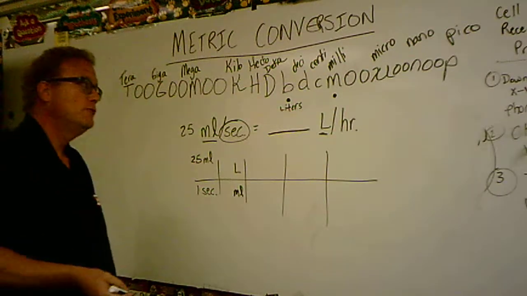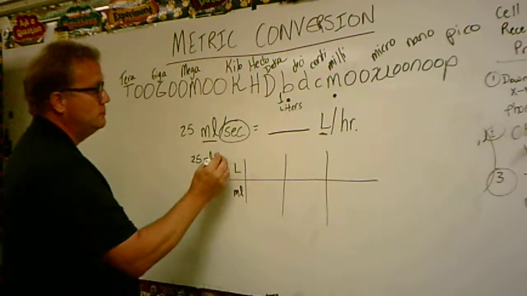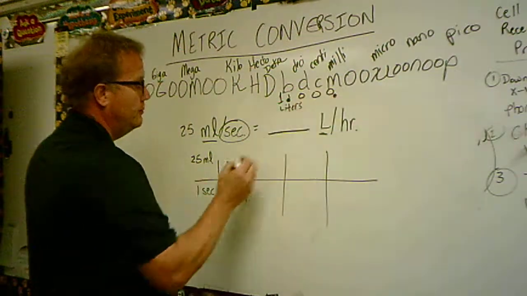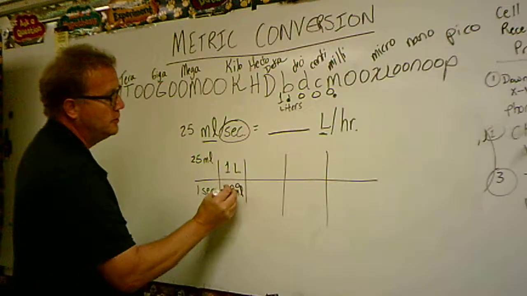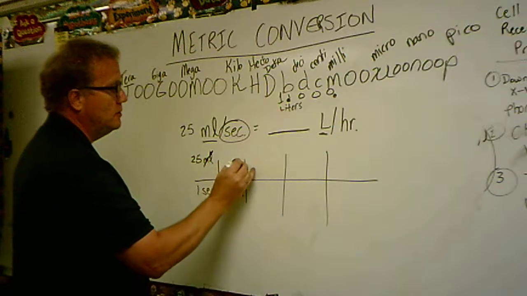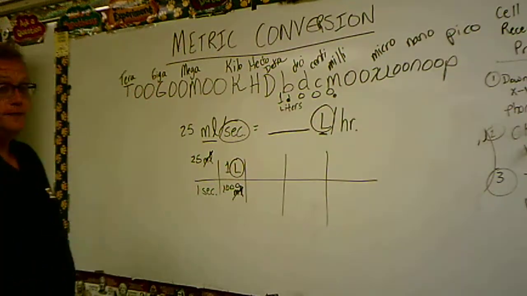So which one's the big one? Well, this one's a big one. And this one, 1000, is the smaller one. Milli, milli, cancel out, liters, liters, they match up.